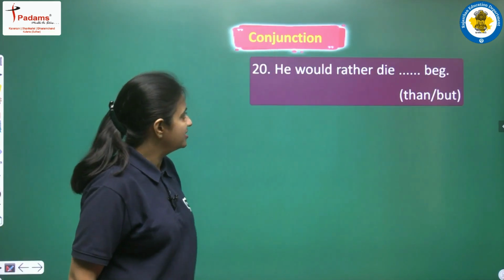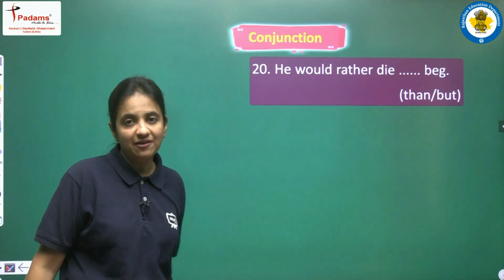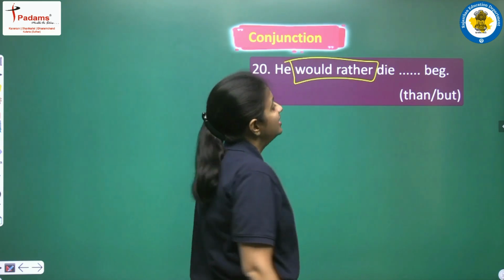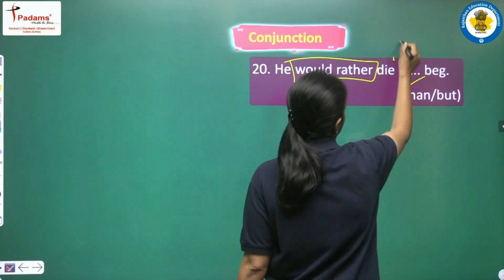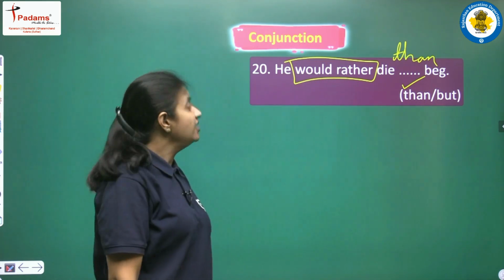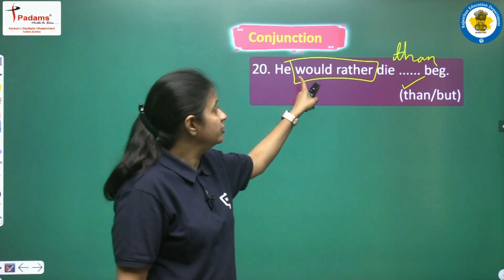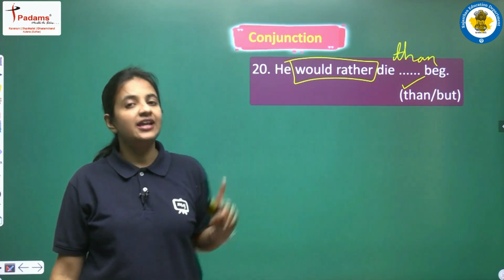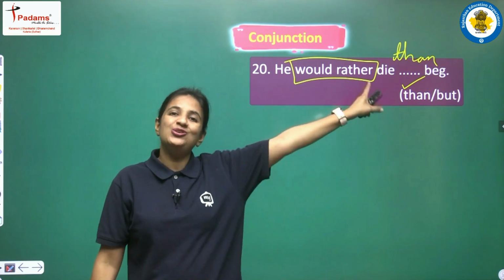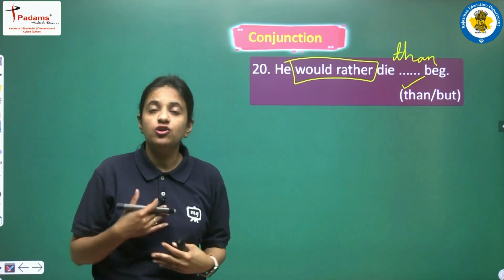Moving on, next sentence, he would rather die beg. So students, again one more structure we are having here. Just learn this thing, that if we are having would rather in a sentence, then always would rather is used with than. So in this blank we have to write than, and the sentence will be he would rather die than beg. Why are we using than? Because of these two words, would rather. With would rather we always have to use than.